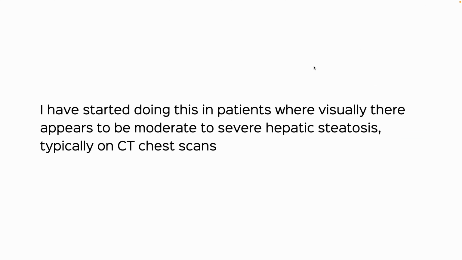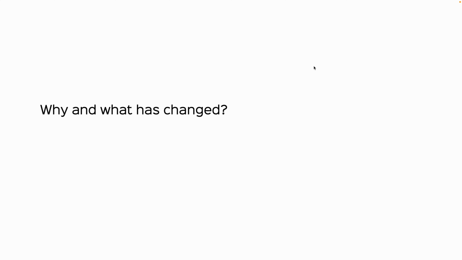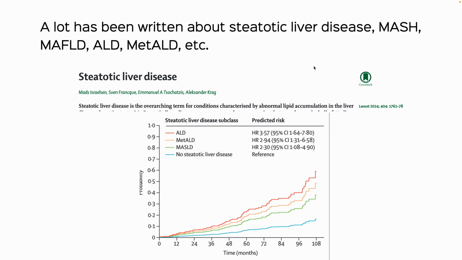I've started doing this for about a week or so, whenever visually there appears to be moderate to severe hepatic steatosis. So the question is, what has changed? There's a lot written about steatotic liver disease, MASH, MAFLD, that is metabolic dysfunction associated steatotic liver disease, MASLD, and metabolic dysfunction associated steatohepatitis, etc., etc.